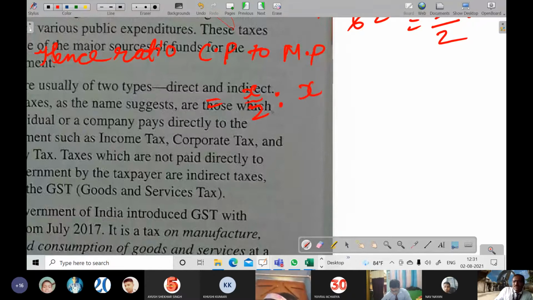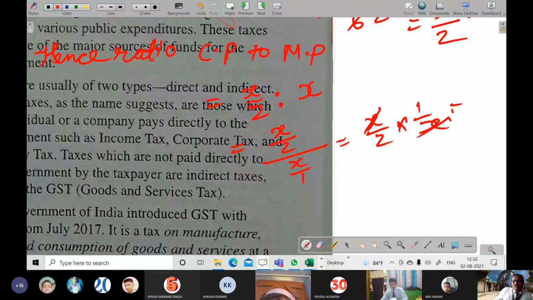Now, to make it simple, this 2 will go to the other side and change into multiply. So x is to 2x it will become, or simply you can write it in fraction also, like this: x by 2 over x. 2 is nothing below, that means there is 1. So when it changes into multiply, it will become x by 2 into 1 by x. So x got cancelled, so it will become 1 by 2. That is 1 is to 2, not 2 is to 1.